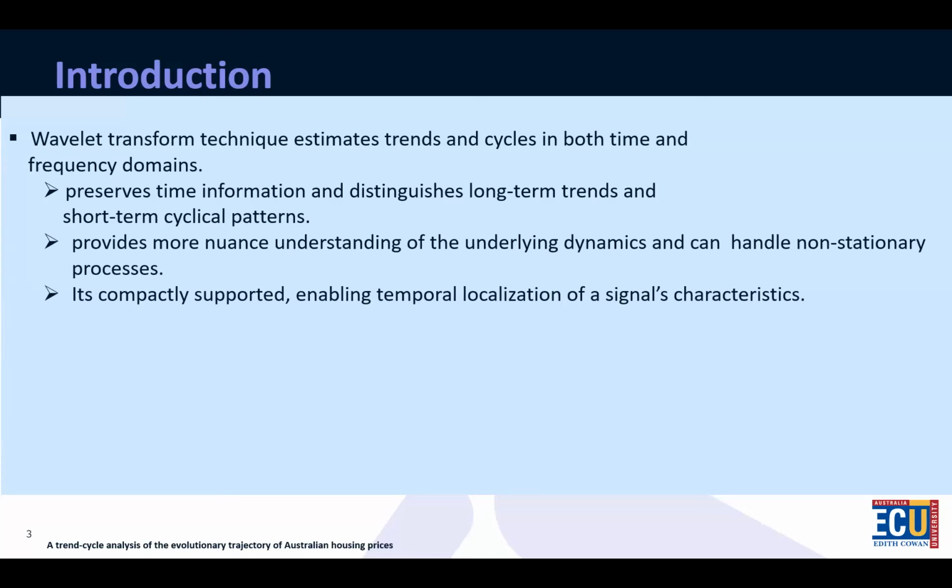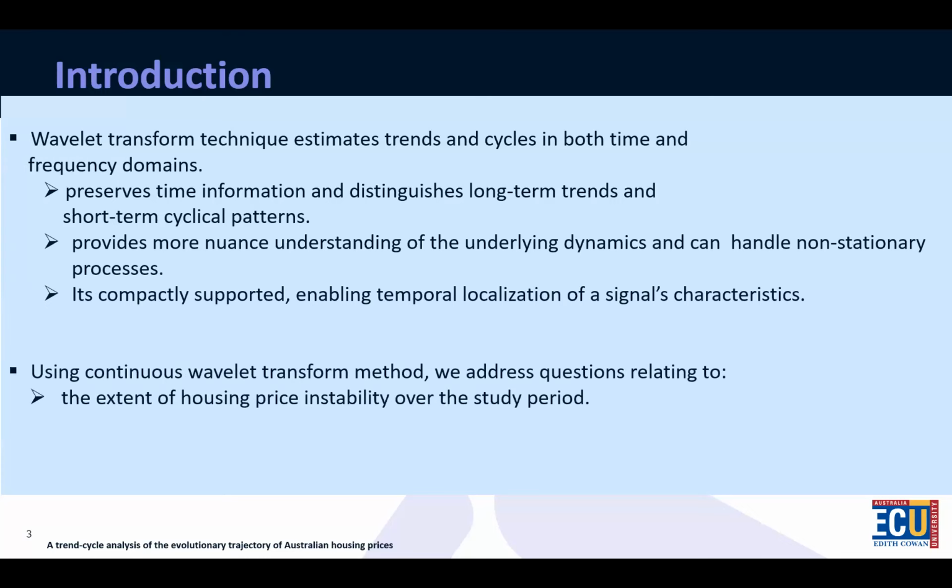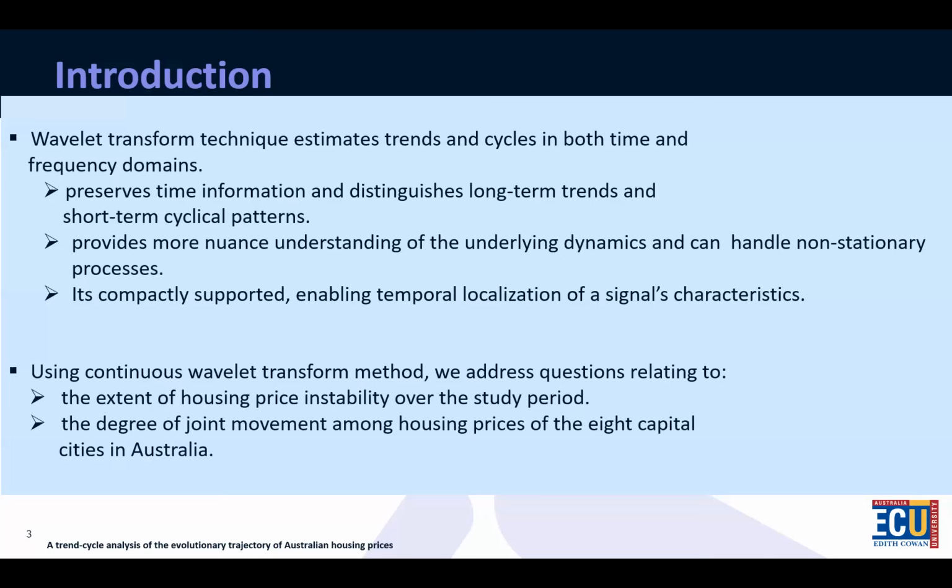So with these capabilities, and using continuous wavelet transform methods, we seek to address questions relating to the extent of housing price instability over the period, also the degree of joint movement among the housing prices of the 8 capital cities of Australia, and also the identification of leading or lagging cities in a multivariate relationship.